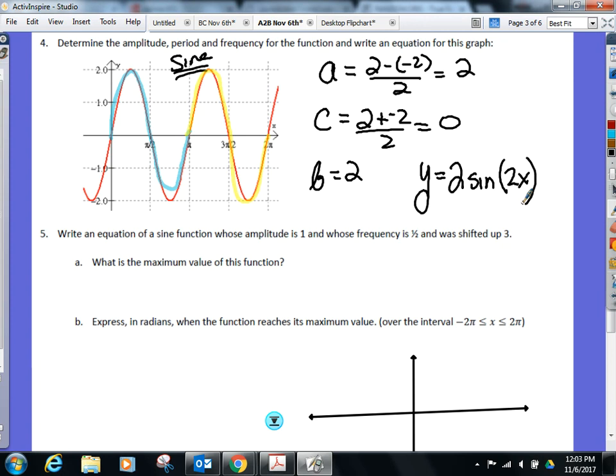Okay. Any questions from you guys? How are we feeling about this? We okay? Either I tell you in words or I give you a graph. Okay. Quickly then, I know you go right to part A, but there's actually a question here. Number 5, write that equation. Amplitude of 1, frequency of a half, shifted up 3. So let's get that equation down first before we answer part A or B.